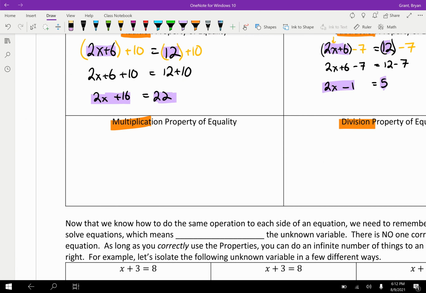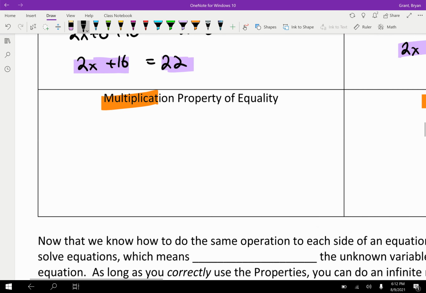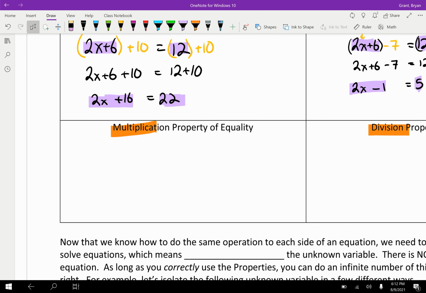Multiplication property of equality. Now, I'll give you a couple different ways to do this. Some people don't like this method that I'm using, this horizontal method, but you'll have seen this next one. So, we have 2x plus 6 equals 12. And sorry, I need a little bit more space. There we go. And this time we need to multiply.